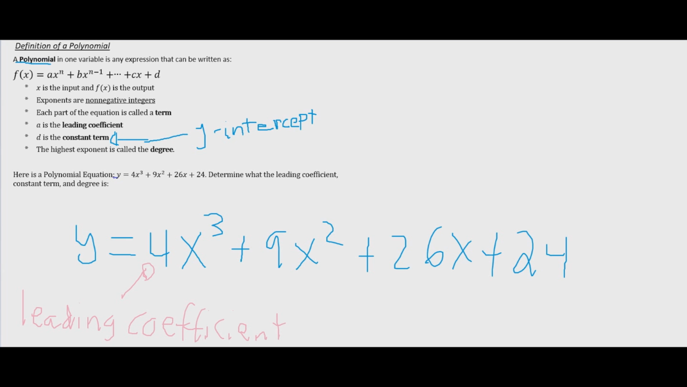Okay. All right. Now let's go to D. Well, D is the constant term. It's our y-intercept. It's the number at the very end of a polynomial equation, right? It's right here. Well, let's go over here. What's the last number in the equation? Well, it's 24. This is our y-intercept, right? So here is our constant term.